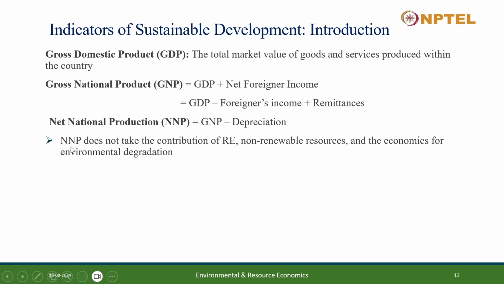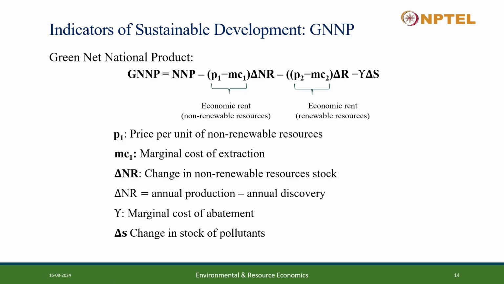However, net national product does not account for the usage of renewable resources, extraction of non-renewable resources, and the economics of environmental degradation through various emissions, which the economy does. Therefore, these indicators do not account for the sustainable development path. Therefore, we are moving towards the indicator which is known as green net national product.